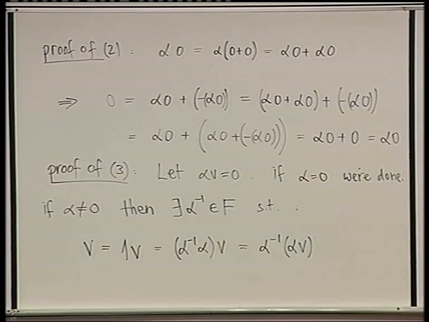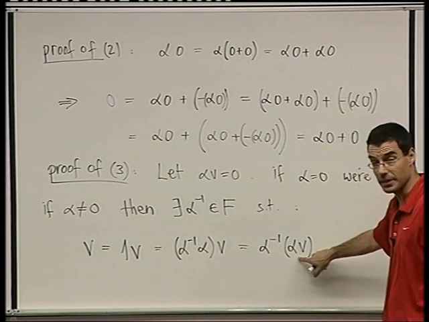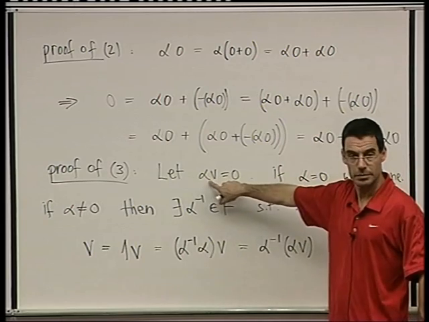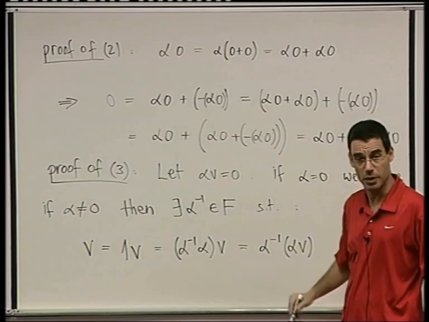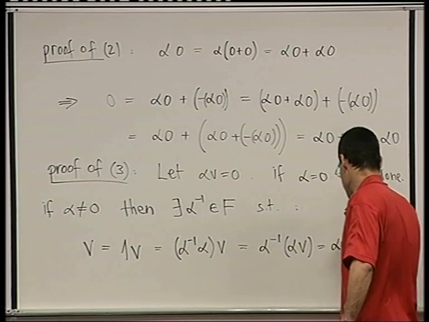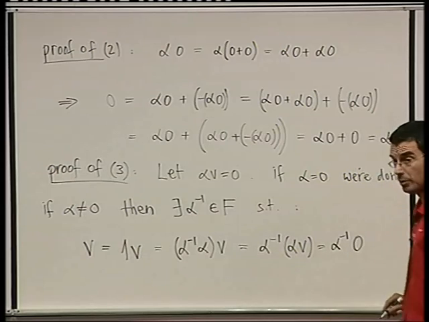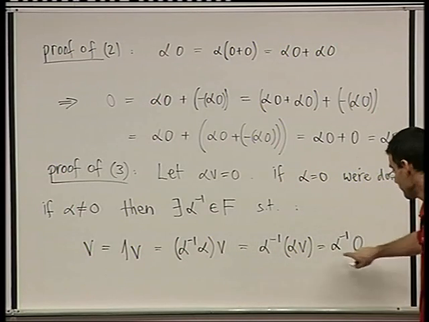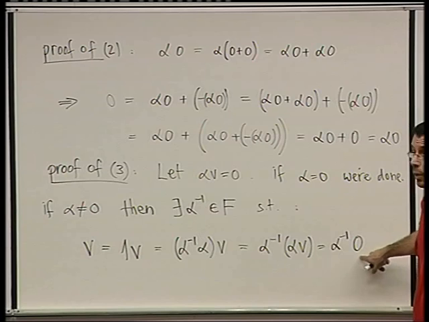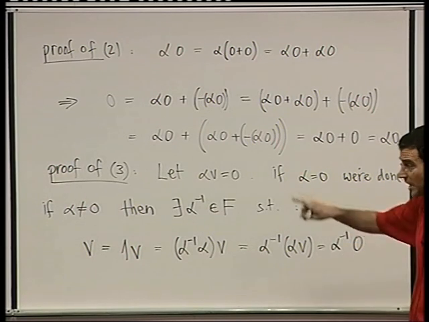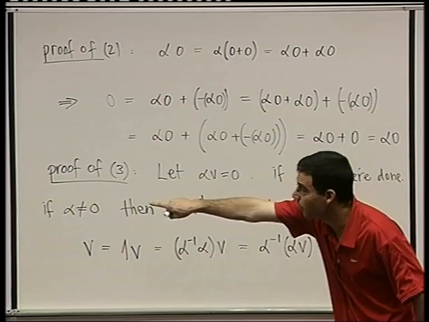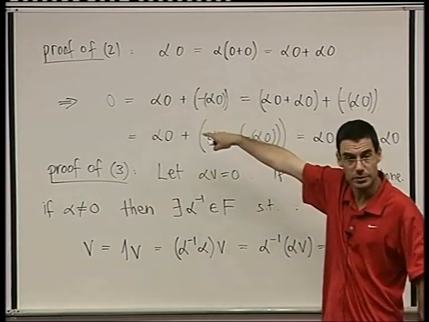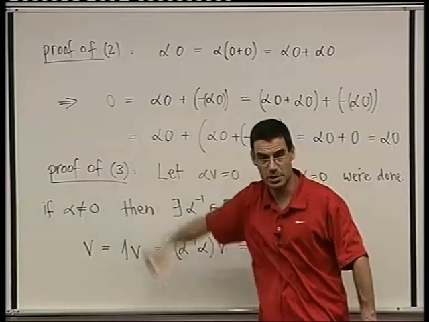Do you agree? But what is alpha v? Alpha v is 0. That's the assumption of what we're trying to prove. So this is alpha inverse times 0, the 0 vector. And what is alpha inverse times 0? Which axiom does it follow from? It's the second. Very good. It's not an axiom. It's part 2 of the theorem which we just proved, that any alpha times 0 is 0.